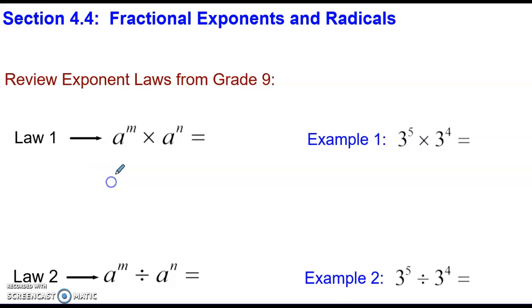And if you remember, that's equal to a to the m plus n. So you can add the exponents. So when you multiply powers that have the same base, you add the exponents. For the example over here, we have 3 to the power 5 times 3 to the power 4. That's going to be 3 to the power of 5 plus 4, which is equal to 3 to the power of 9.